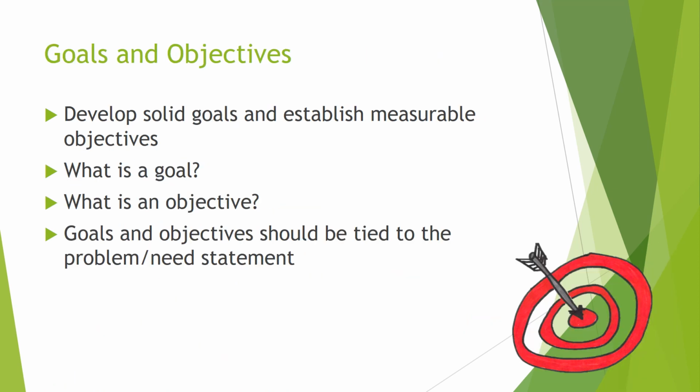After addressing the problem, the next step in the grant writing process is to develop solid goals and establish measurable objectives. So what is a goal? A goal is what the program wants to achieve. What is an objective? An objective is how an organization will know if it meets its goals. Goals and objectives should be tied back to your problem statement.